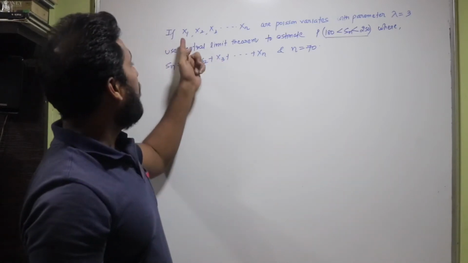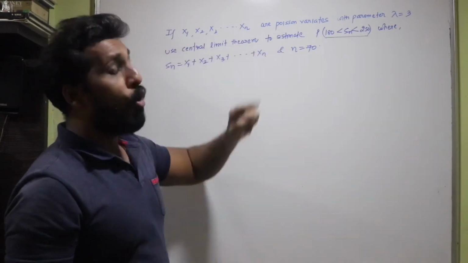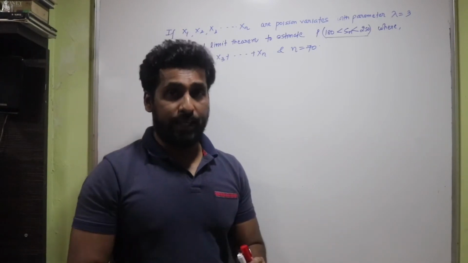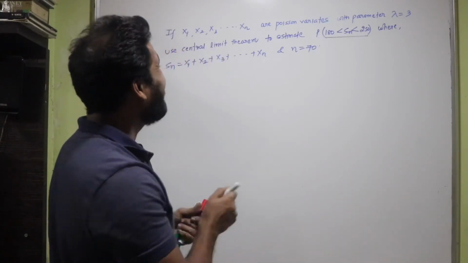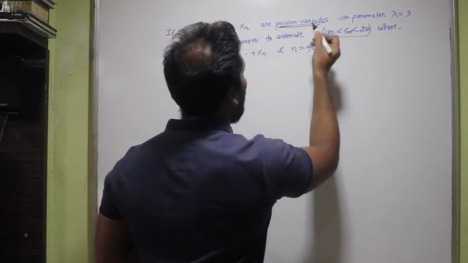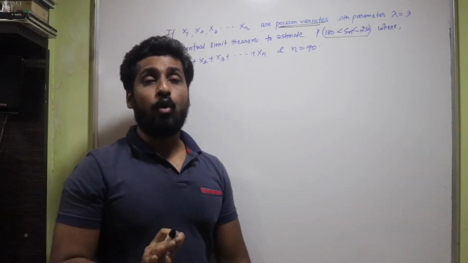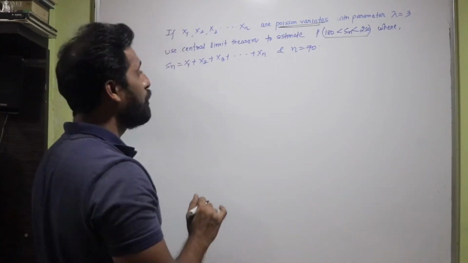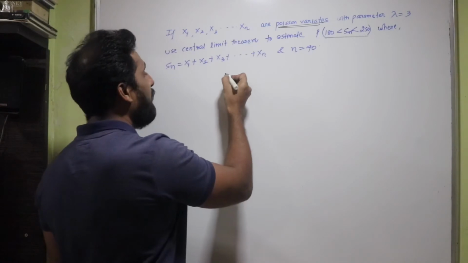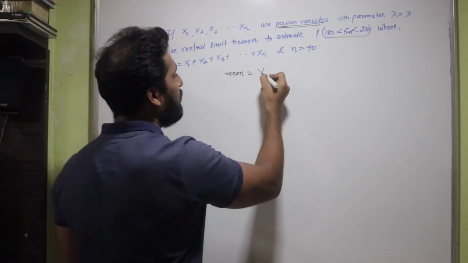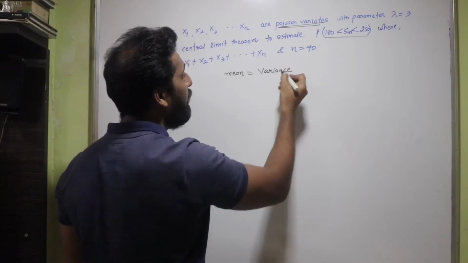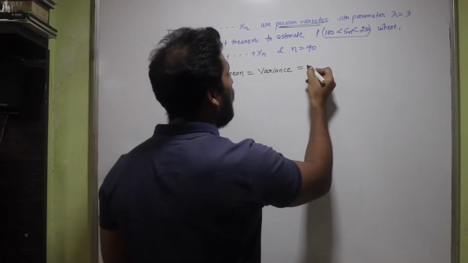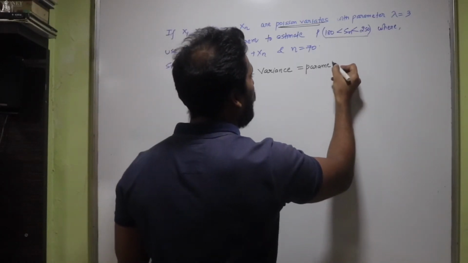The question states that if x1, x2, x3 and so on up to xn are Poisson's variates. Now in the previous two questions that we have seen, the variates were normal variates. They were independent variates. Here the question is telling that the variates given to us are Poisson's variates. Now there is one very important concept about the Poisson's distribution that you should be knowing. For Poisson's distribution, students, remember this, that the mean and the variance for a Poisson's distribution is equal, and that is equal to the given parameter.